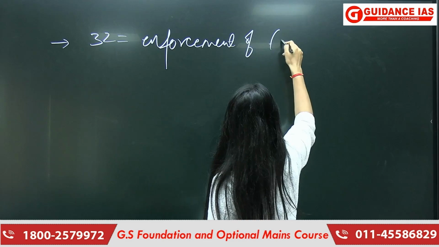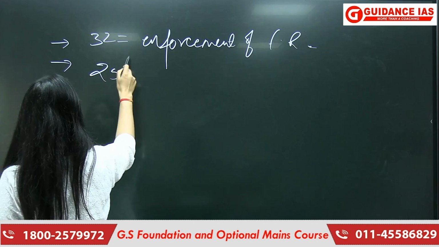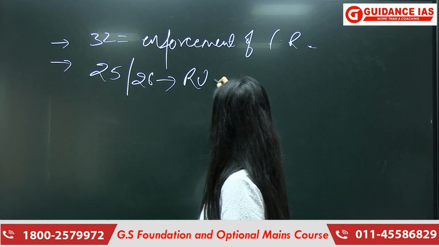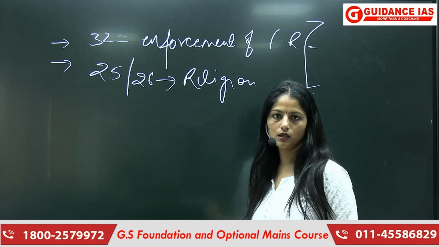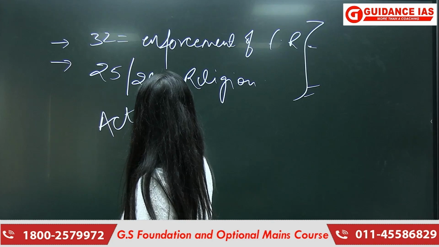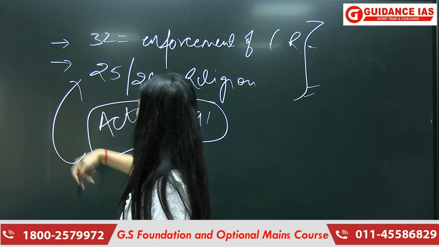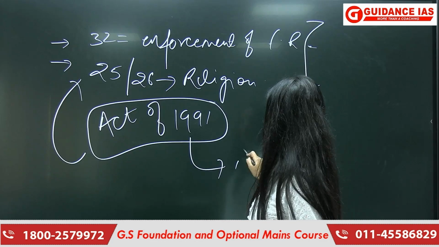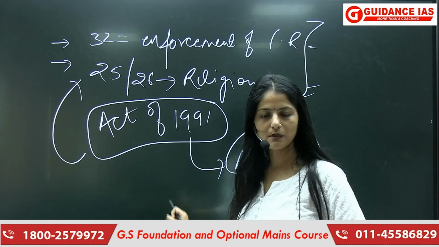And not just this, it is also against the article 25 and 26, which deals with the religion, right? So they are of the view that this particular Places of Worship Act of 1991 is against the constitution only. So we must amend this act only, right? So this particular community is demanding ki wo act hi galat hai.